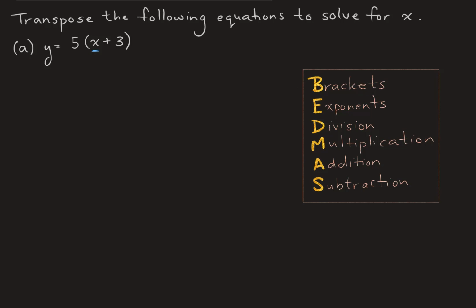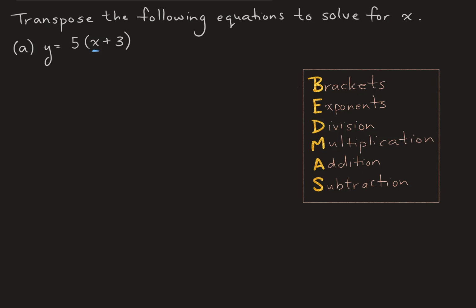Now I have listed over here some BEDMAS rules. Our order of operation rules, which we have the acronym BEDMAS for. So we do brackets first, then exponents, then division and multiplication are done, and then addition and subtraction. And that's the order of operations that we stand by when we work through equations.